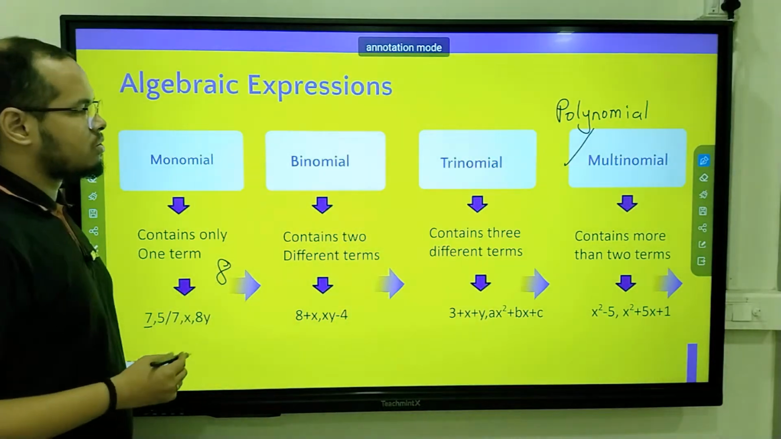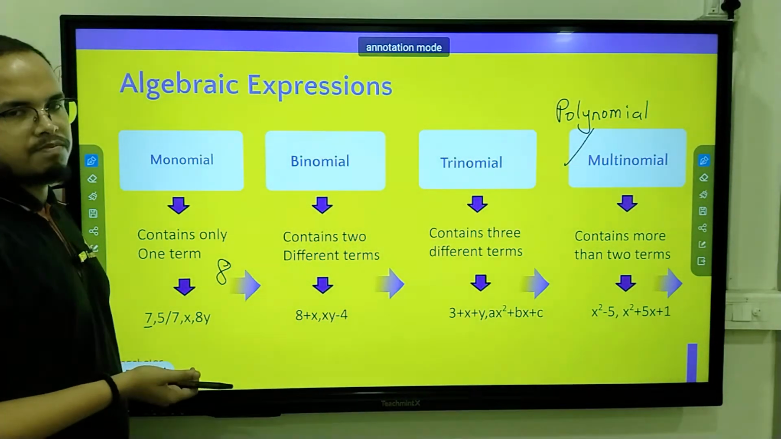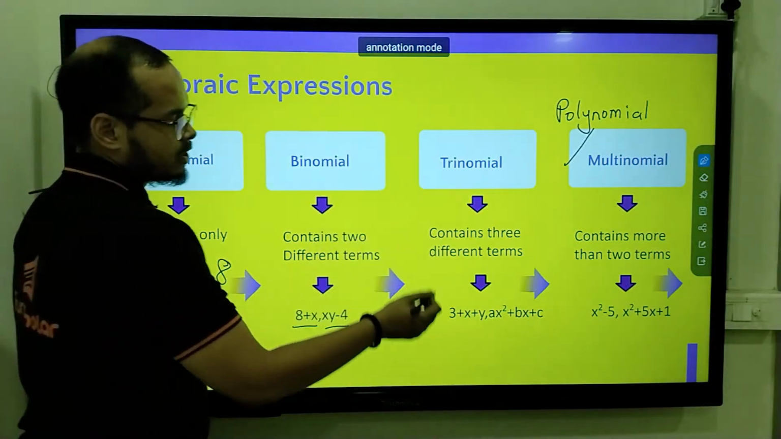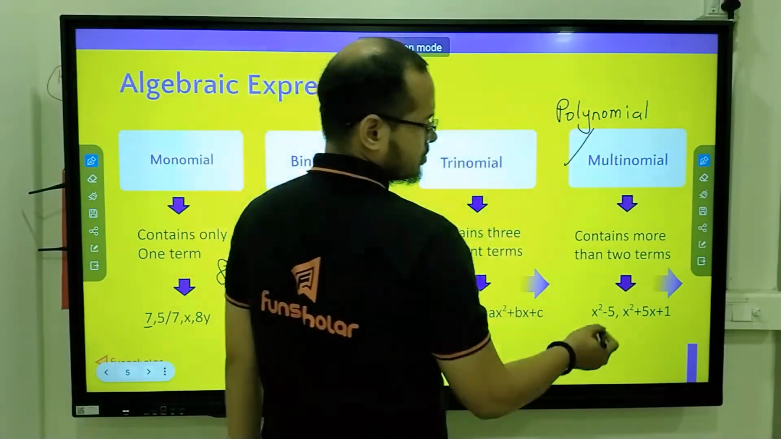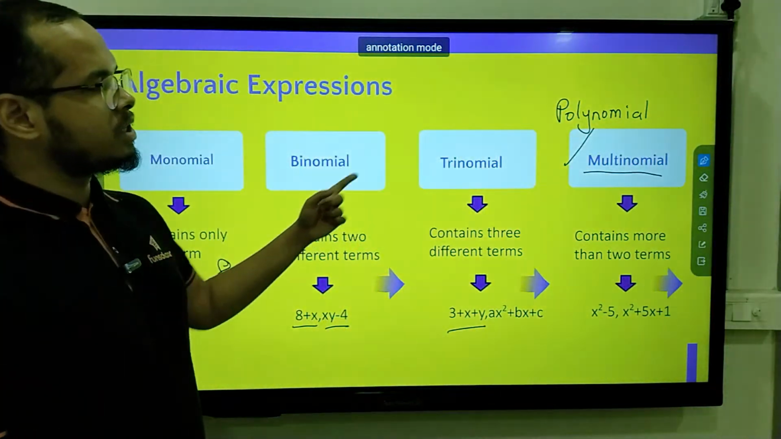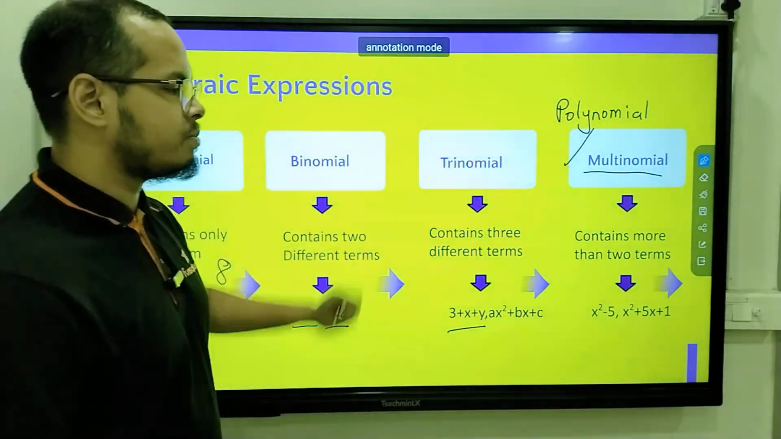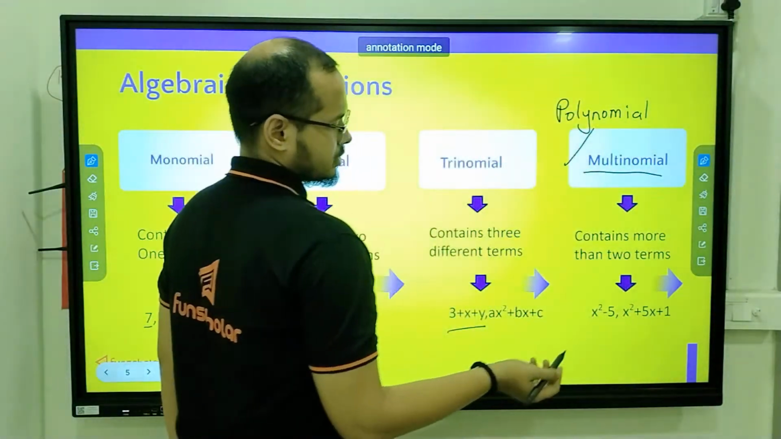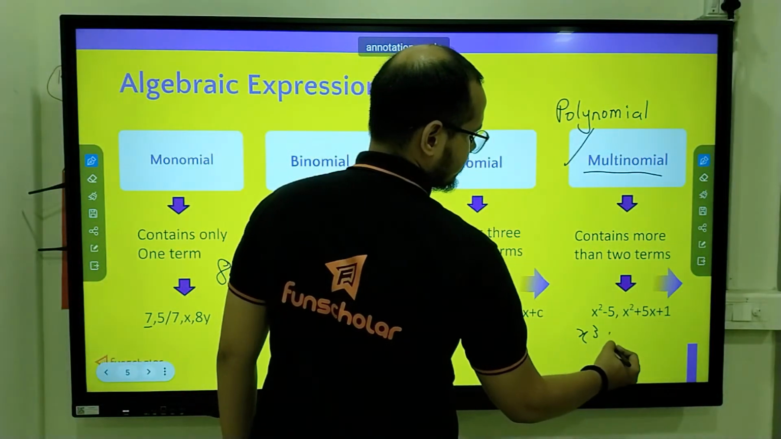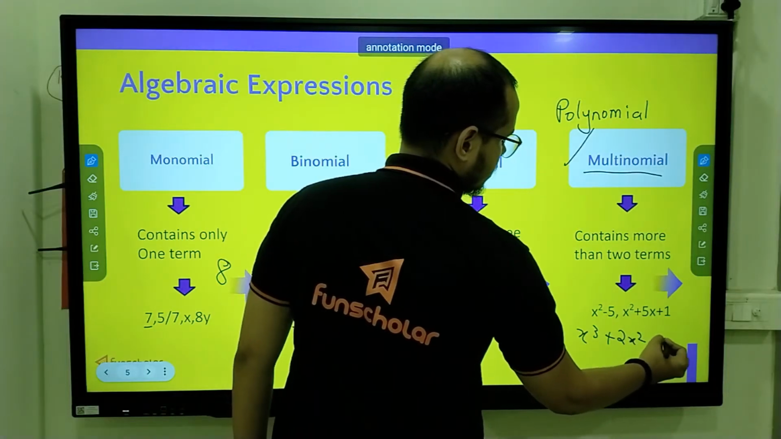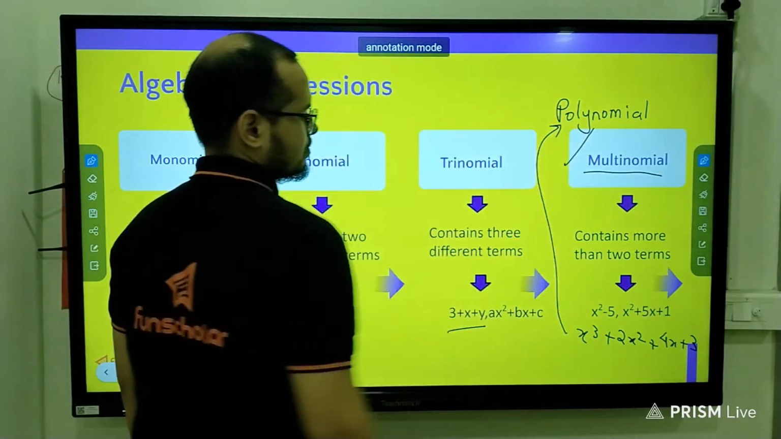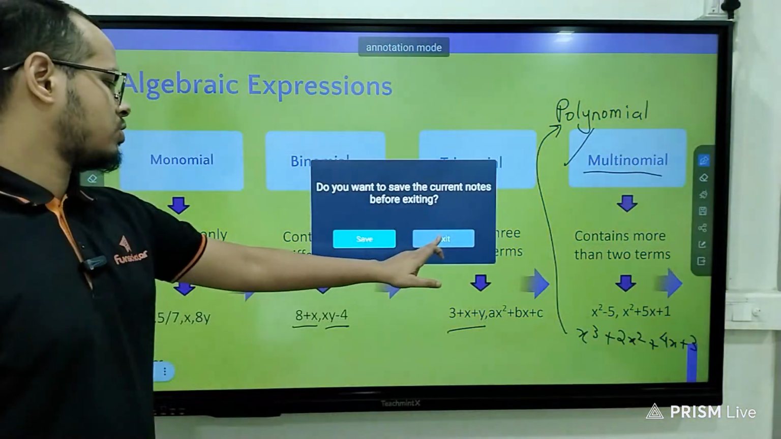If I write 8, what is this? This is a monomial. Binomial has 2 terms, trinomial 3 terms, and polynomial or multinomial contains more than two terms. So binomial and trinomial fall under multinomial, but polynomial is something that has more than 3 terms. That is very easy to understand. If I write an equation like x cube plus 2x square plus 4x plus 3, this is nothing but a polynomial. Let's move on to the next one.